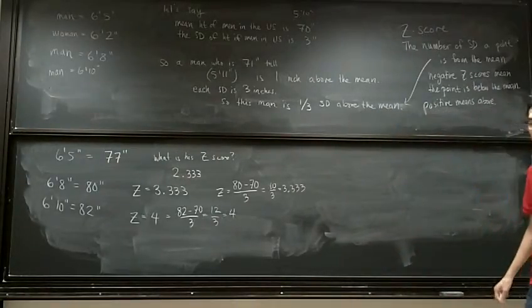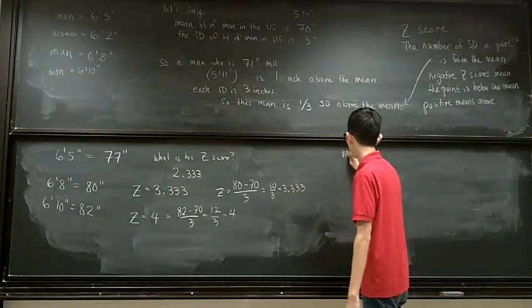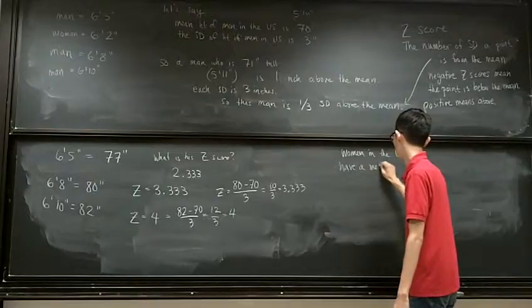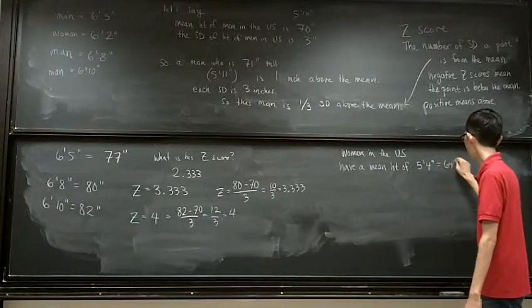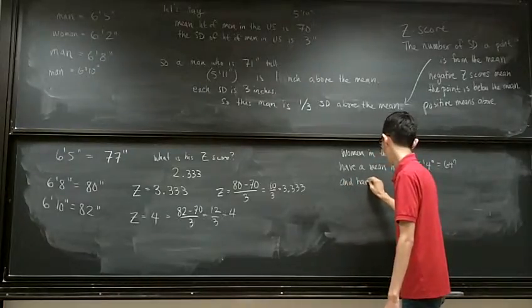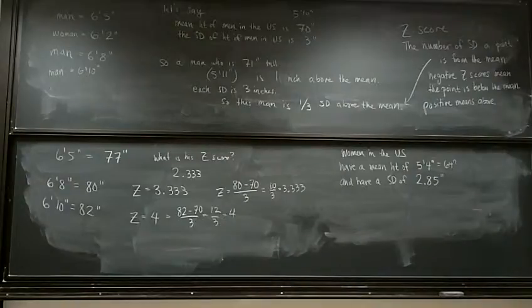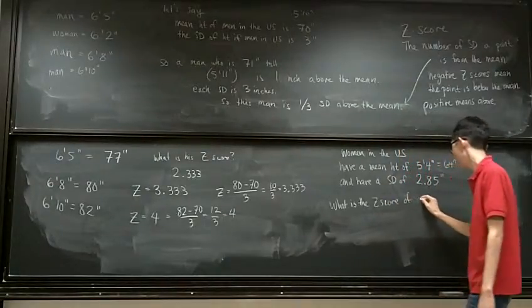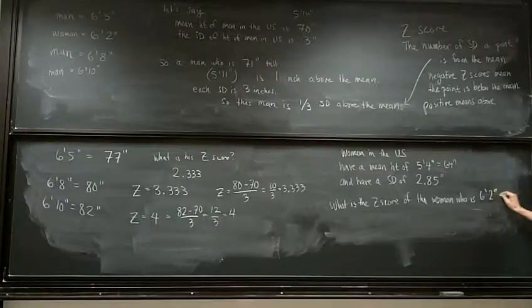Over here we had the woman who was 6'2". Women are on a different scale than men. So women in the U.S. have a mean height of 5'4", or 64 inches, and have a standard deviation of, let's say, 2.85 inches. So what is the z-score of the woman who is 6'2", or 74 inches?